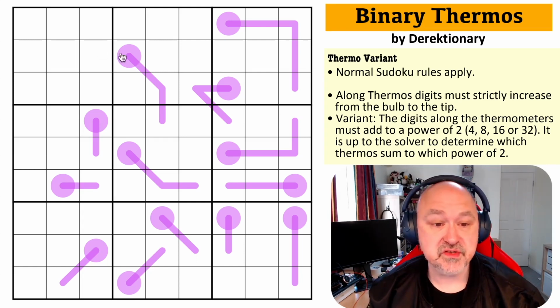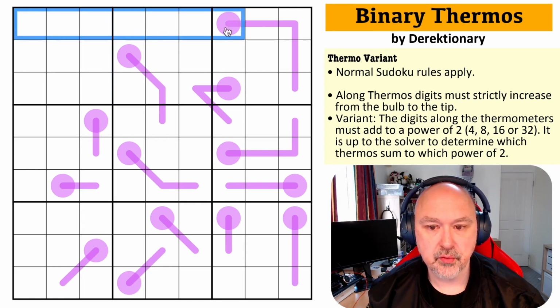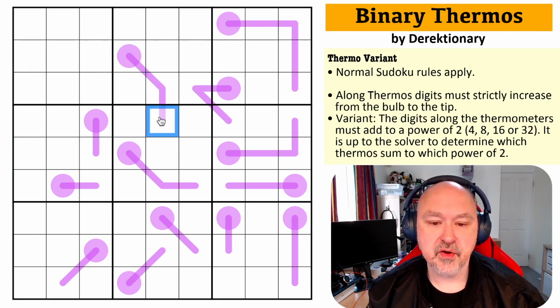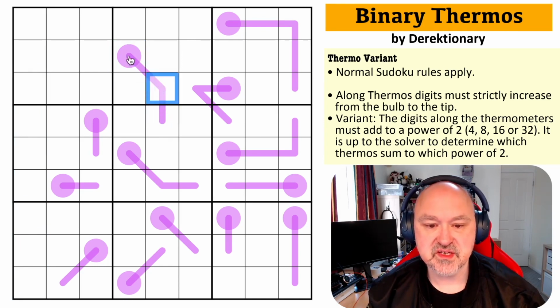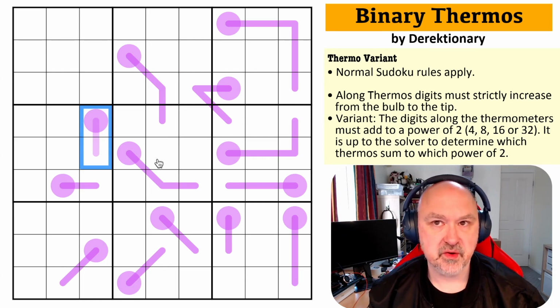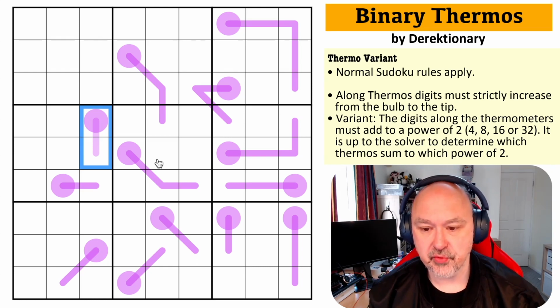So how does this work? Normal Sudoku rules apply. In every box, in every row, and in every column, the digits 1 to 9 must be placed without repetition. We've got thermos. Along thermos, digits must strictly increase from the bulb to the tip. So this digit will be higher than this digit, will be higher than this digit. And then we've got a variant. Digits along the thermo must add to a power of 2. So these thermos couldn't add to 2, unless they were just a circle. They will add to either 4, 8, 16 or 32, because the next one is 64, and if you add all the digits from 1 to 9 you get 45, which is lower than 64. So all of these thermos will add to either 4, 8, 16 or 32. That's what we've got. No idea how to make this one work.